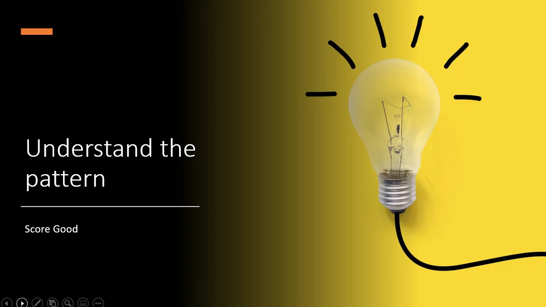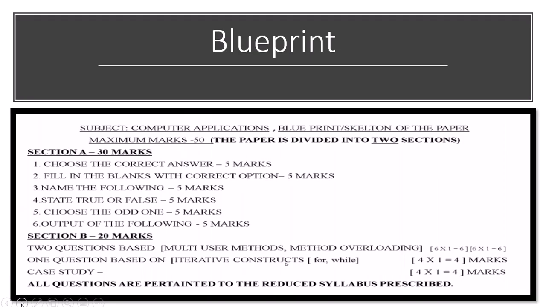Hi students, today we are going to discuss the pattern of ICSE computer programming. So this is the blueprint. Please do observe this. There will be two sections, Section A and Section B. Section A is of 30 marks and Section B is of 20 marks.